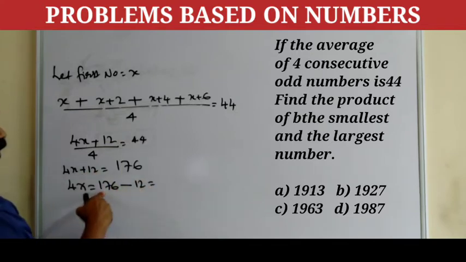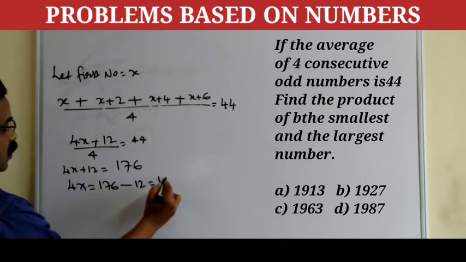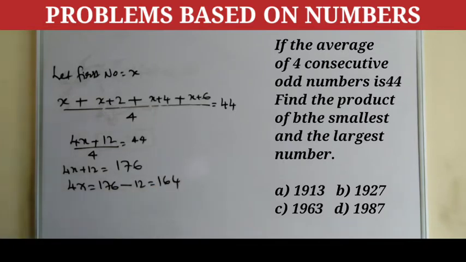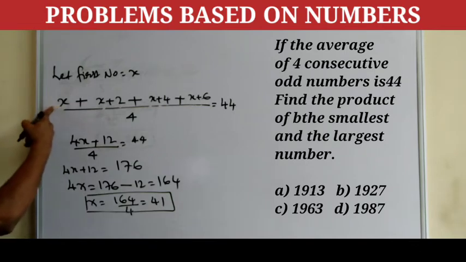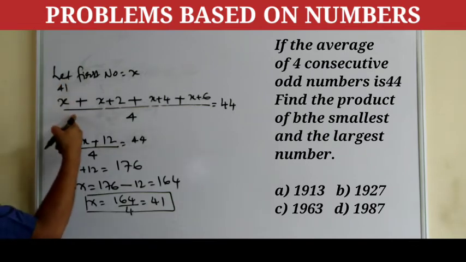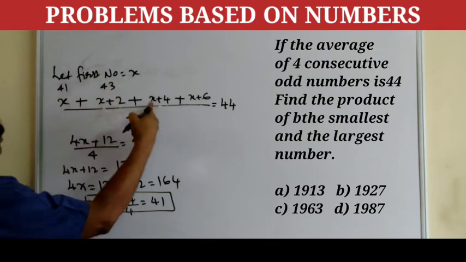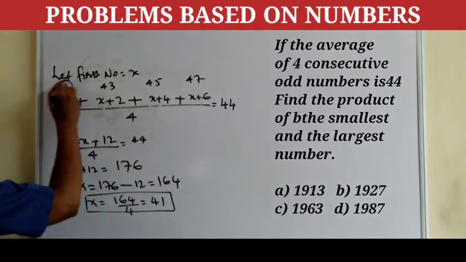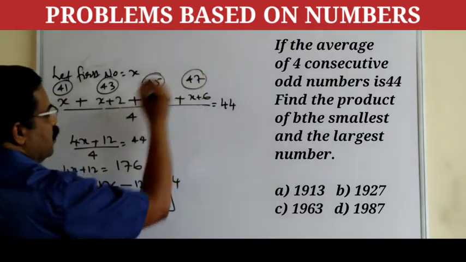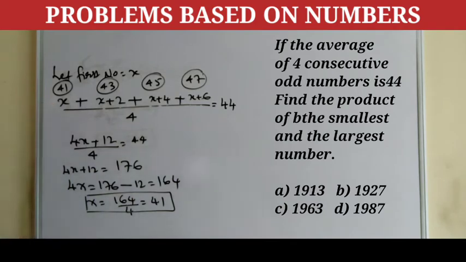176 minus 12 will become 164. So x is equal to 164 divided by 4, which is 41. I got x value equal to 41. What is x? x is the smallest number. If x is 41, the next number is 43, the next is 45, and the next is 47. So these are all the numbers. Smallest number is 41 and the largest number is 47.